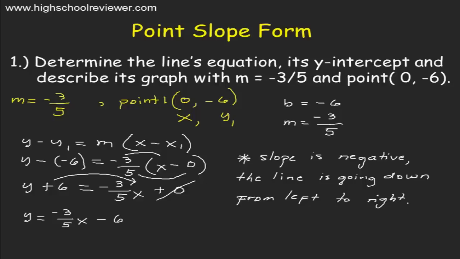Okay, so these are our final answers. Our equation is y equals -3/5 x minus 6. Our intercept, or y-intercept, is -6. Our slope is -3/5, and since the slope is negative, the line is going down from left to right.